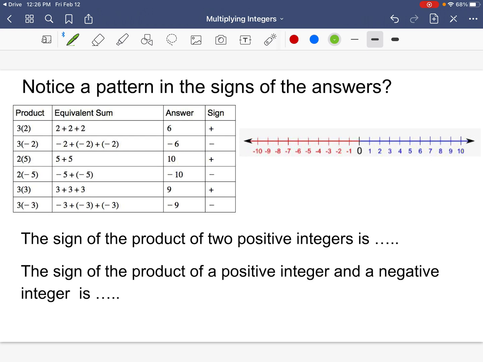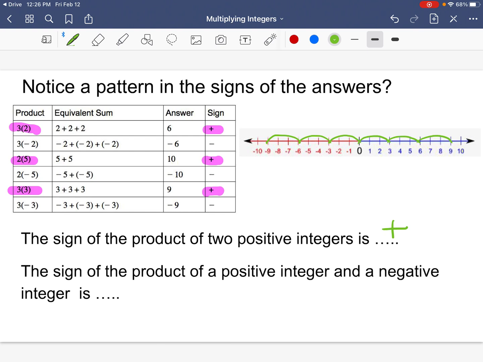And let's look at one more example. 3 times 3, all positive. We get 9, positive, and 3 times negative 3, we'd go in the opposite direction and get negative 9, which is negative. So to notice a pattern here, we can see that every time we multiply two positive numbers, the sign of the product is positive.